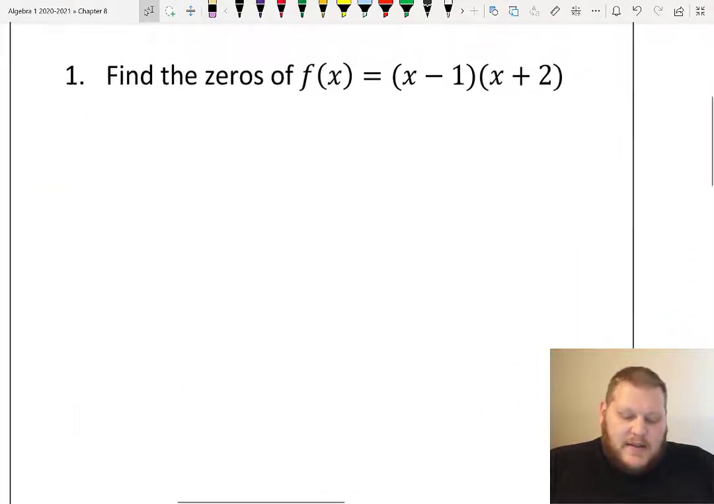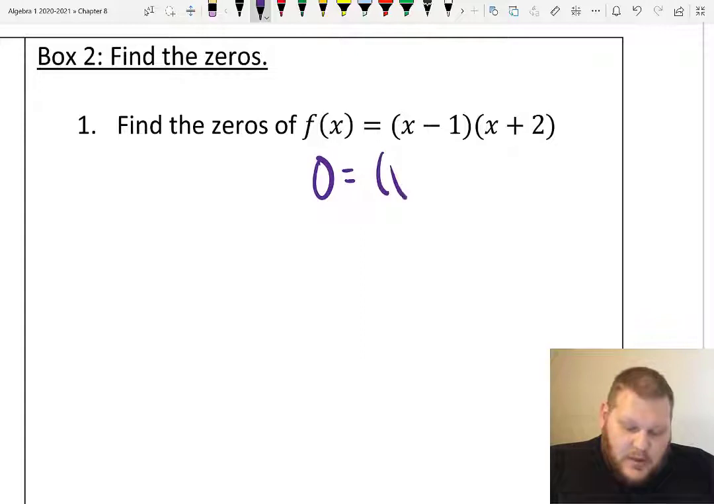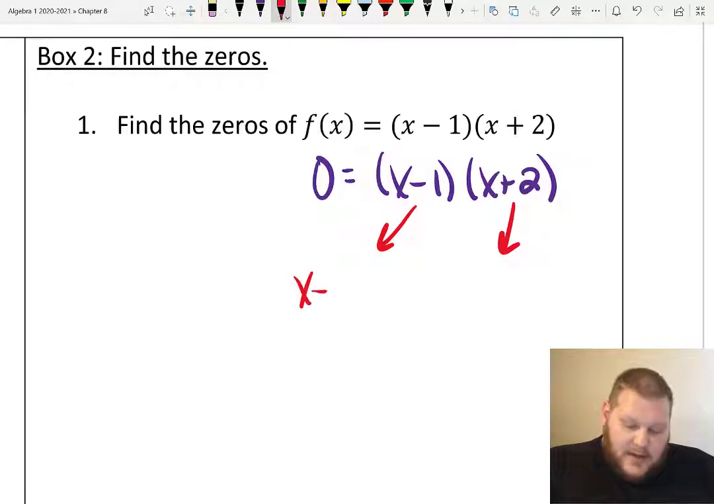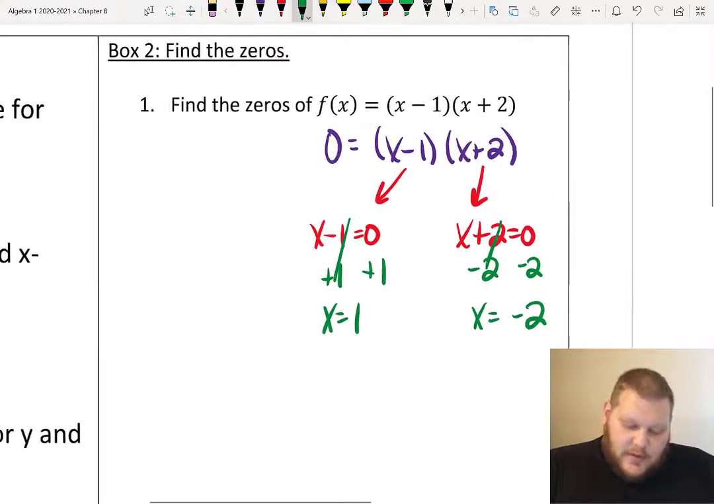So if I'm asked to find the zeros of this function, the only difference here is that it's f of x instead of y. In box 2, find the zeros. So I'm going to just start by replacing f of x with 0. x minus 1 times x plus 2 equals 0. Now we can just use zero product property to set each of those two parentheses equal to 0. So x minus 1 equals 0, and x plus 2 equals 0. Then I add 1 on both sides to get positive 1. I subtract 2 on both sides to get negative 2. And those are my two solutions.